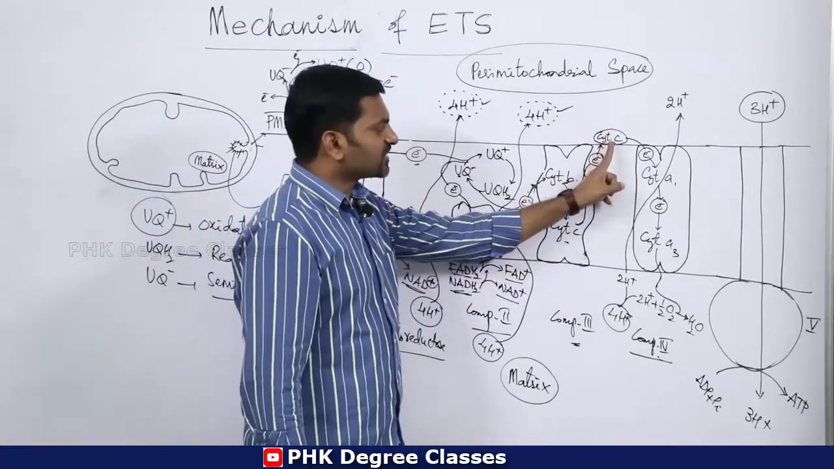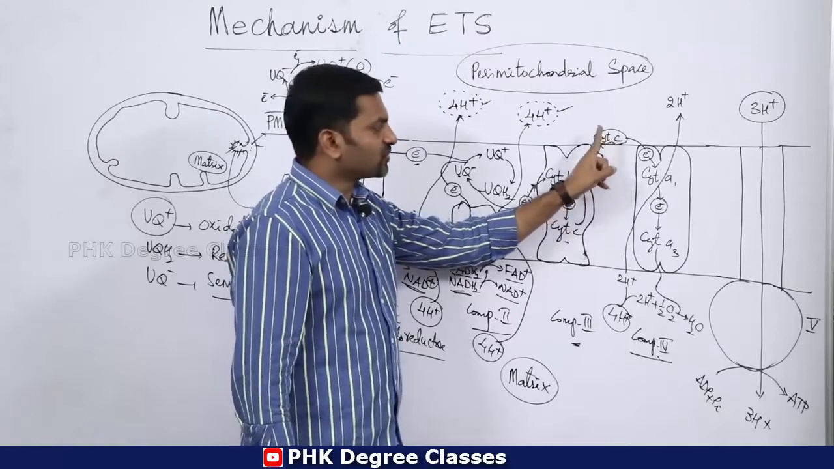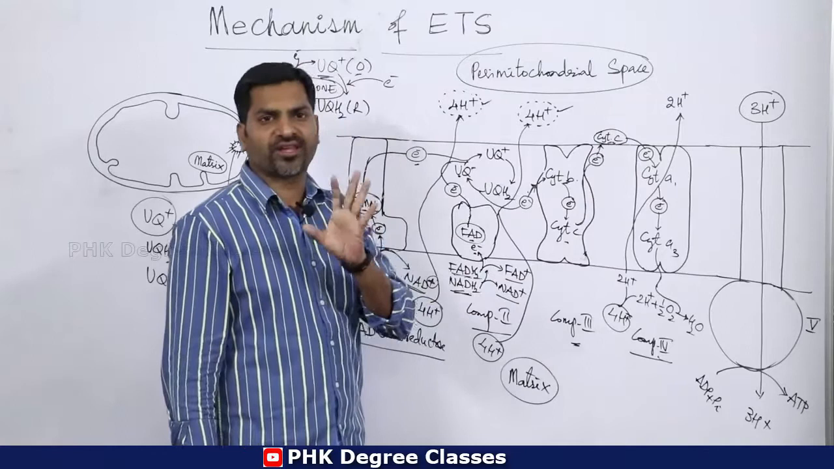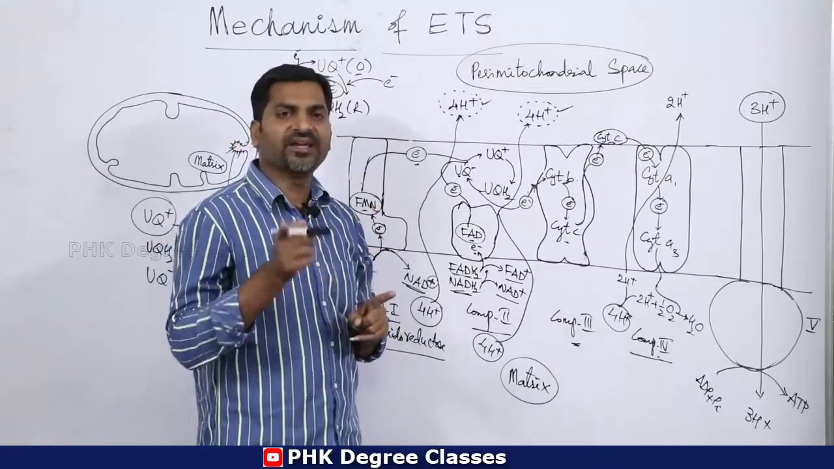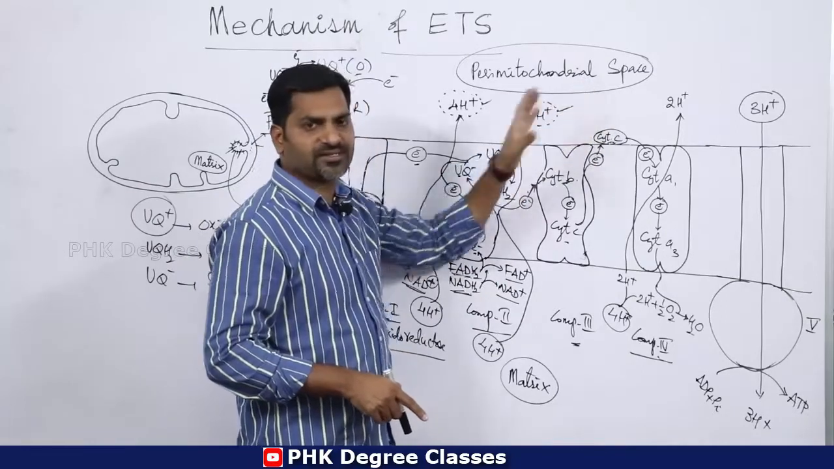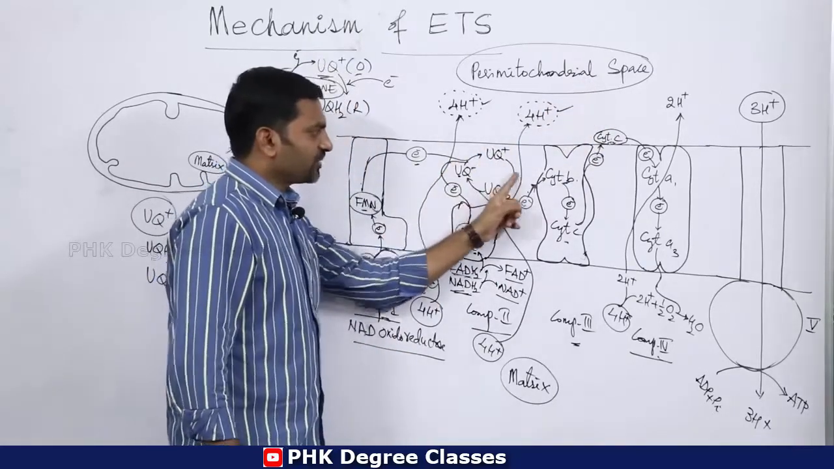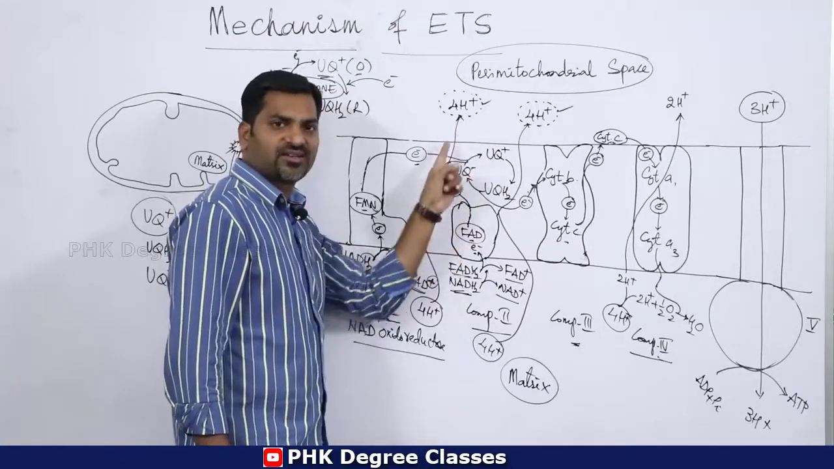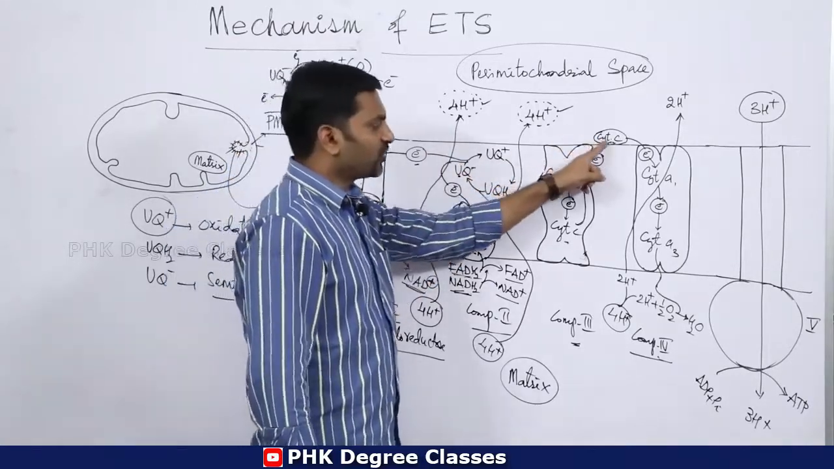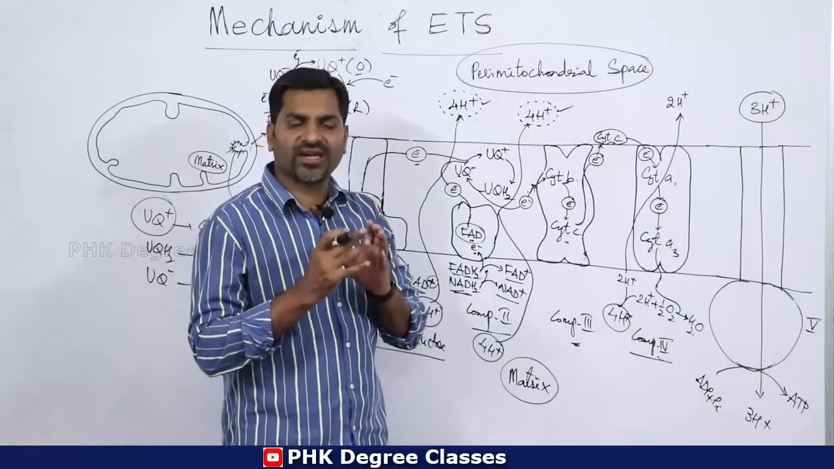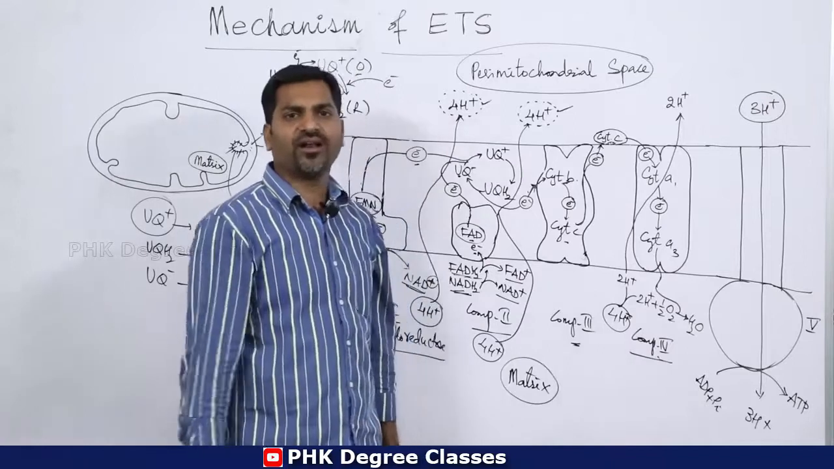Remember, this is cytochrome c. Cytochrome c is the mobile electron carrier, and it is present towards the perimitochondrial space. Clear? Ubiquinone is also a mobile carrier, but it is located inside the cristae layers. But this cytochrome c is a mobile carrier which is located towards the perimitochondrial space.